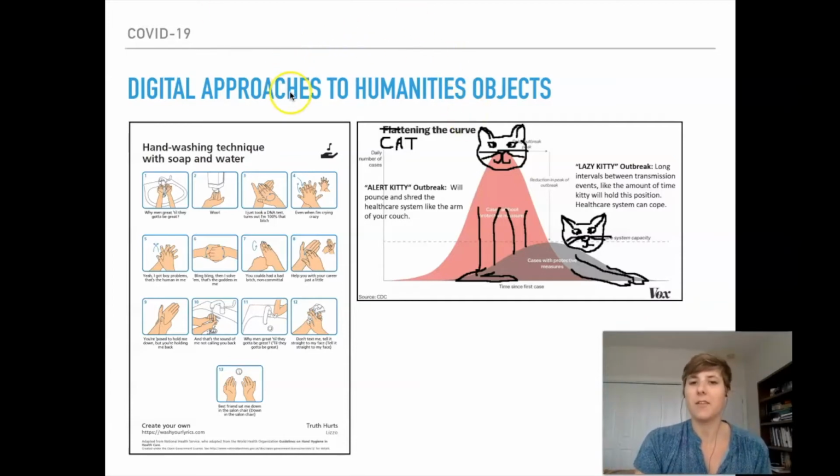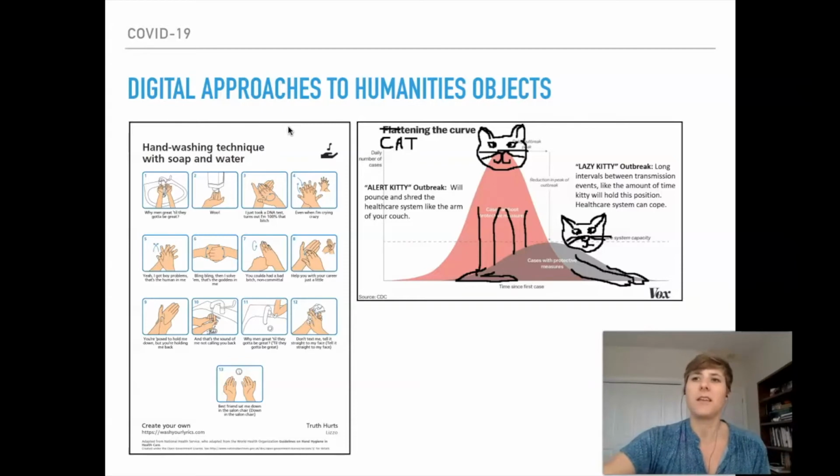In your next image, you see a graph of the effects of not flattening the curve versus flattening the curve. So why we're social distancing and why we're doing what we're doing. But in this case, it's been transformed with cats to make it a little bit more accessible. And of course, because the internet loves cats, right?